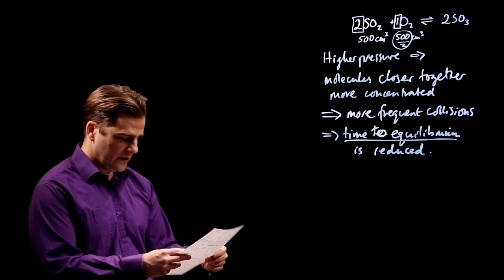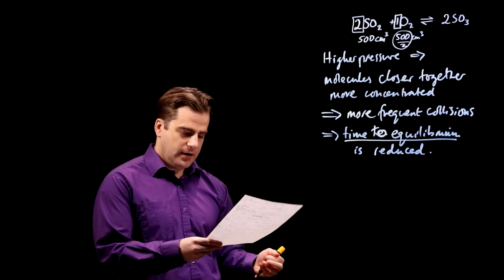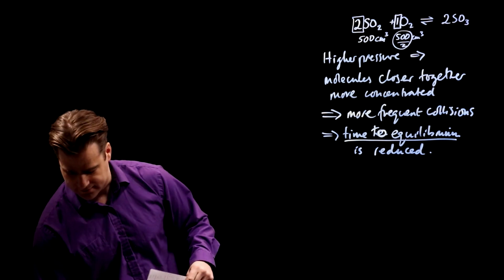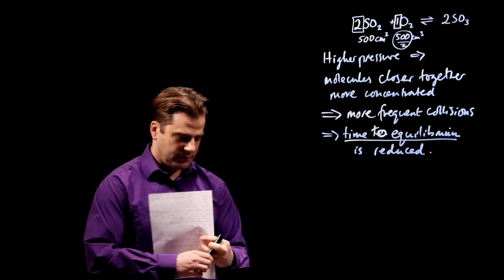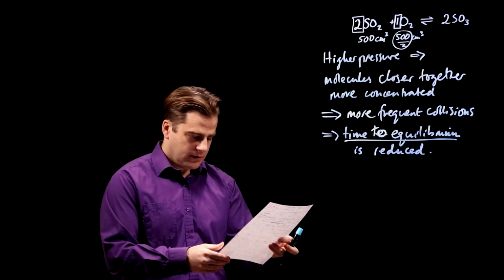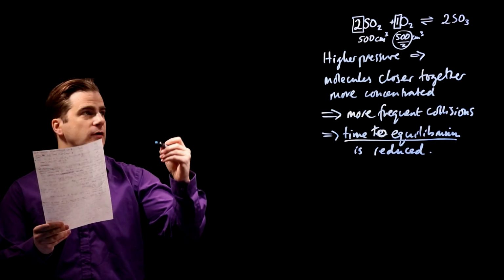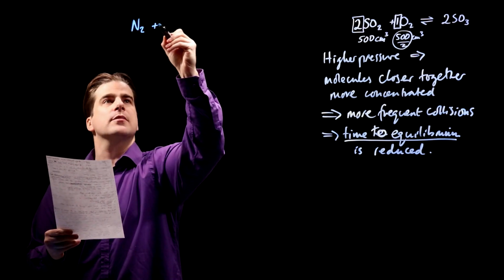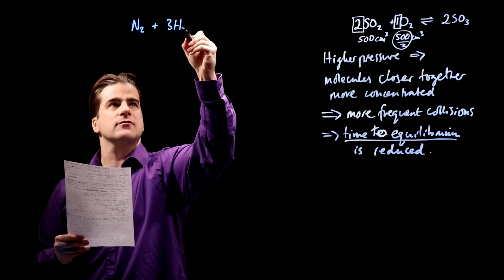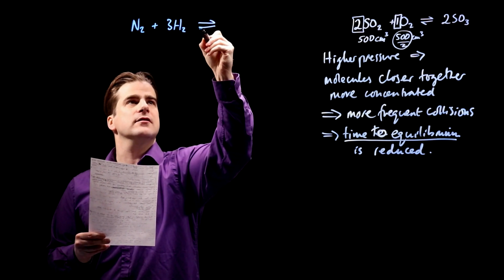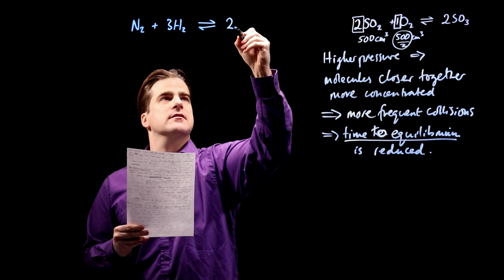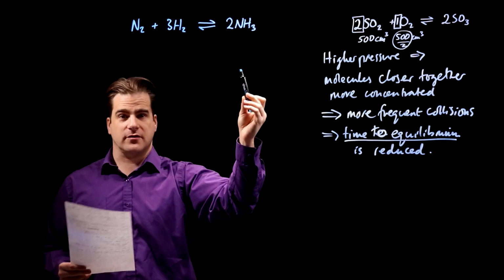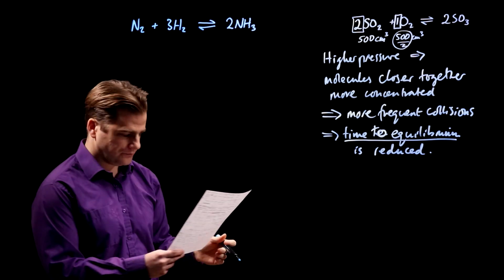Right, last bit, the Haber process. The reaction between nitrogen and hydrogen is exothermic. Yes, it is. Let's do this in blue. Okay, so we've got N2, that's 1 molecule of nitrogen, plus 3 molecules of hydrogen, in a reversible reaction to make ammonia. Makes 2 molecules of NH3, okay? That's called the Haber process. It's how we make ammonia in industry.